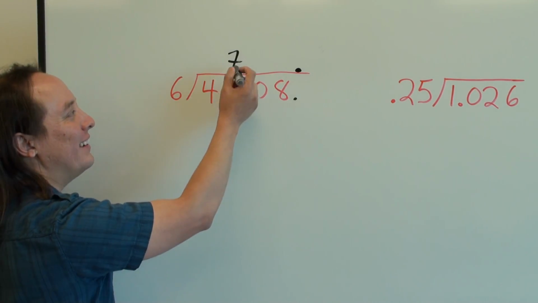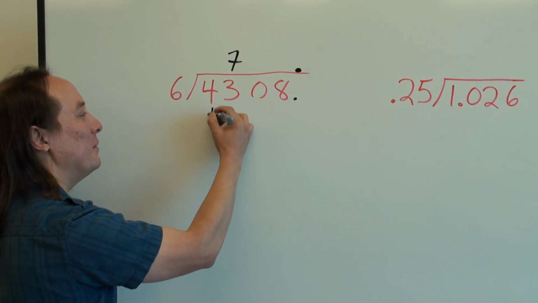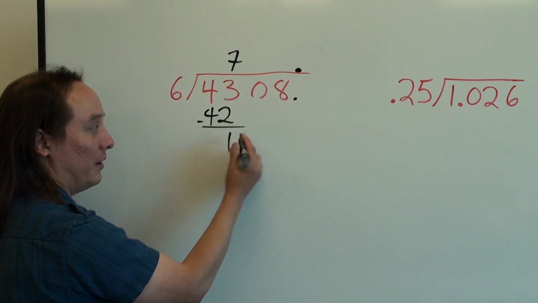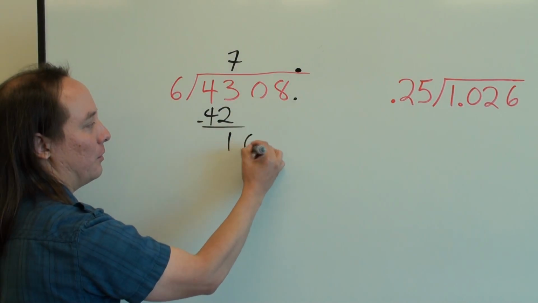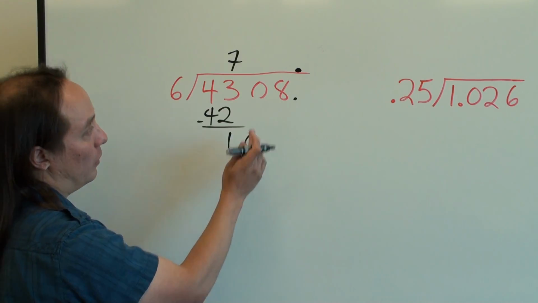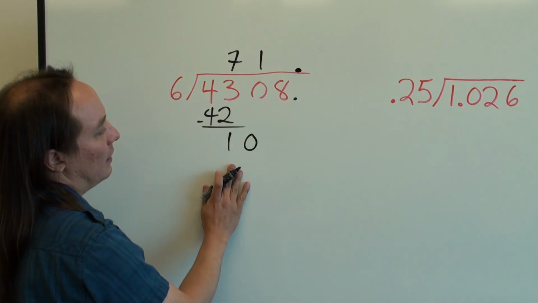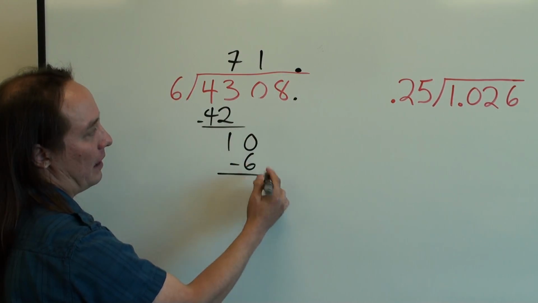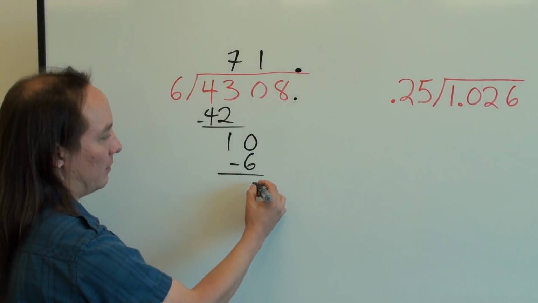Done with that. So 7 times 6 is 42. The subtraction of that will give you 1. You can bring down the 0. 6 goes into 10 one time, obviously, yeah, 1 time. And then 1 times 6 is 6. Drop down, my remainder is 4.